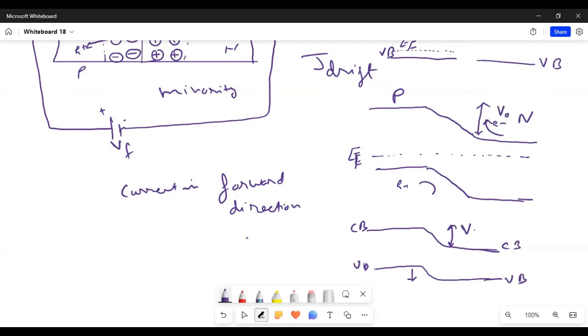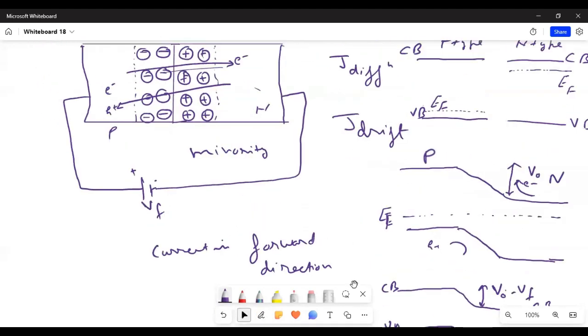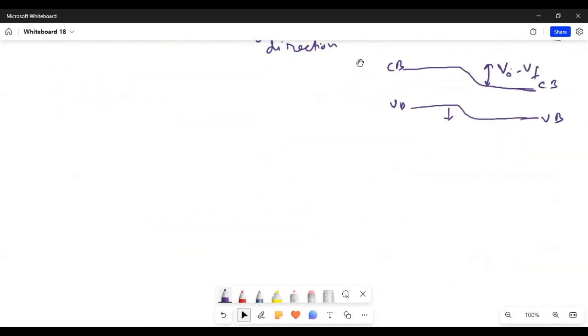This was V naught. Now it is V naught minus whatever potential we have applied. So this has reduced, which has led to the crossing of electrons from the n side to the p side, and then we get a current. Now see what happens if we connect in the opposite direction. I'm drawing here again.